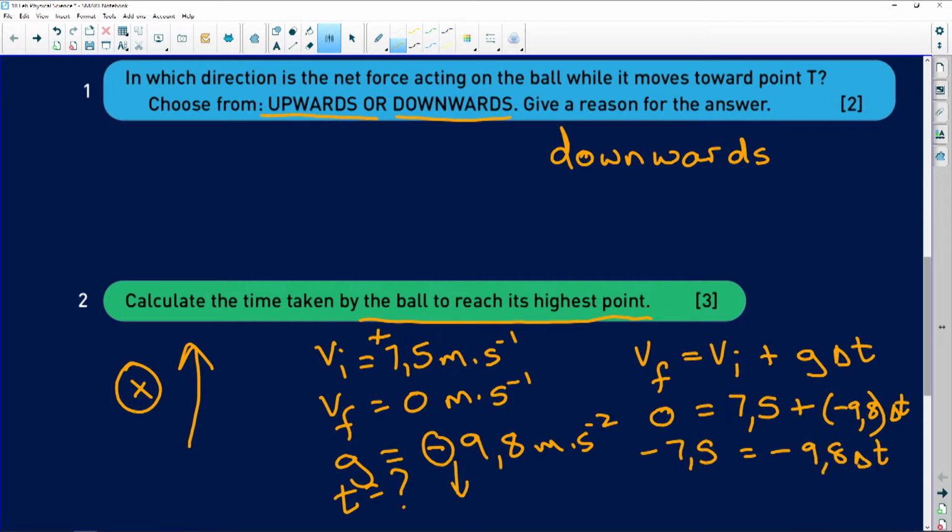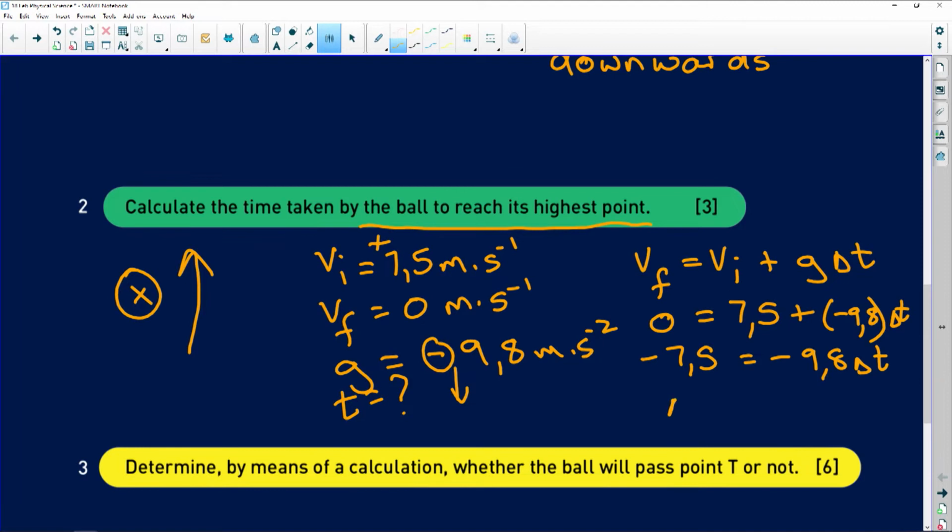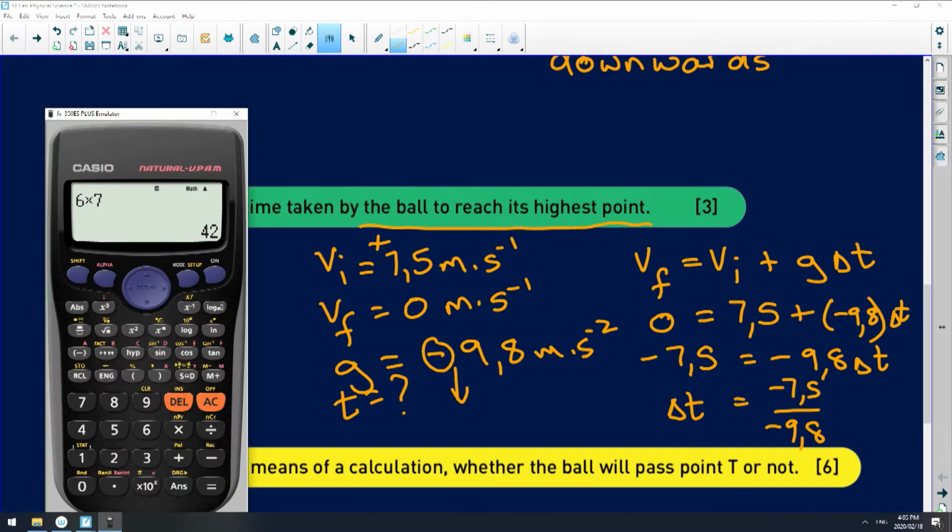And now we make delta T the subject. So we're going to divide through by negative 9,8. And remember, you can't get a negative time. So if you get a negative time, go back and have a look at what you did and what you chose with your direction. So let us get our calculator.